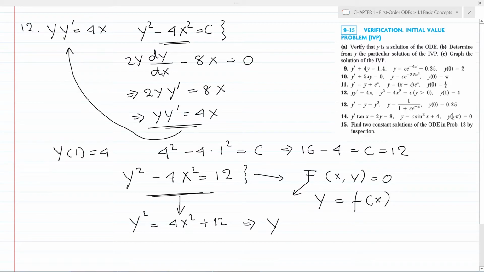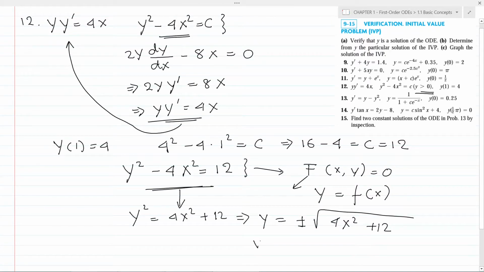Now in the problem it is given that y is greater than 0, so we can write this as y equal to square root of 4x square plus 12. Now we will use this equation to plot the graph.